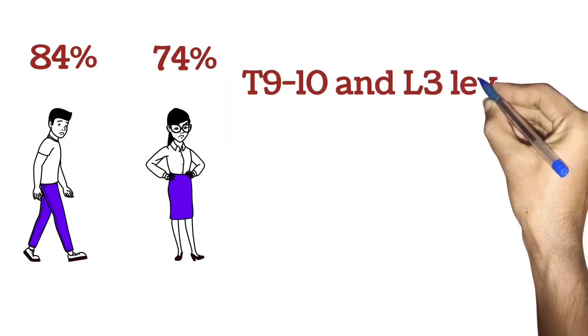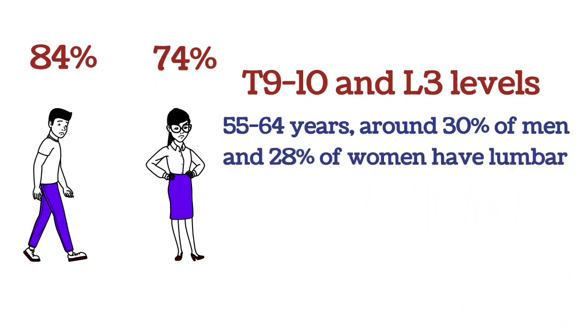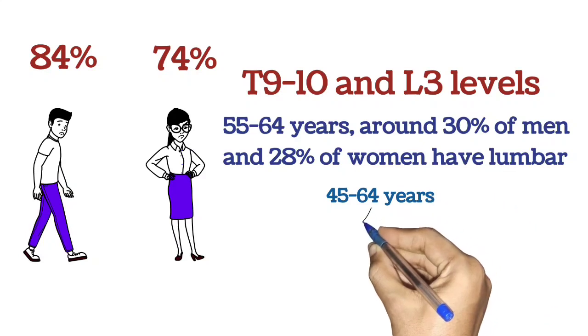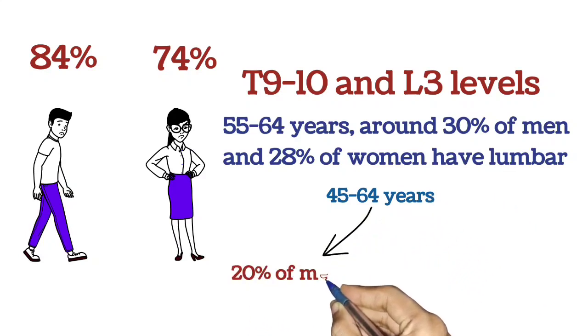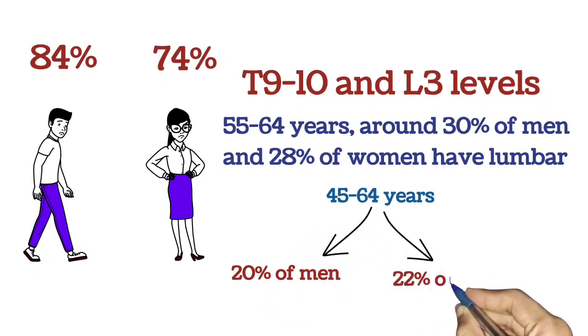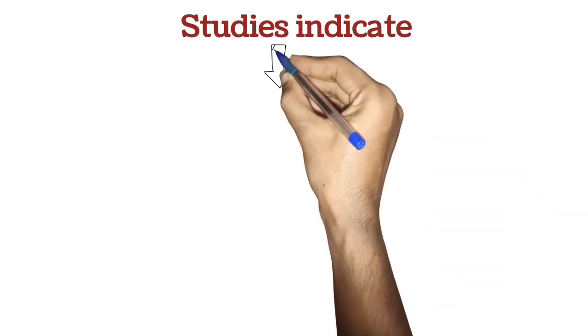In people aged 55–64 years, around 30% of men and 28% of women have lumbar osteophytes. For those aged 45–64 years, approximately 20% of men and 22% of women have lumbar osteophytes. The condition affects both sexes equally. Spondylosis seems to be a non-specific age-related phenomenon.